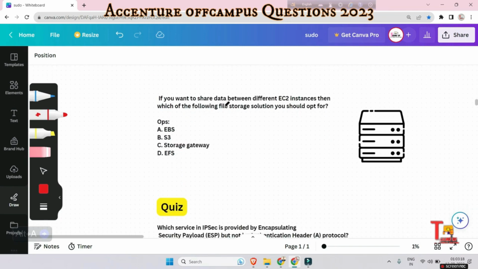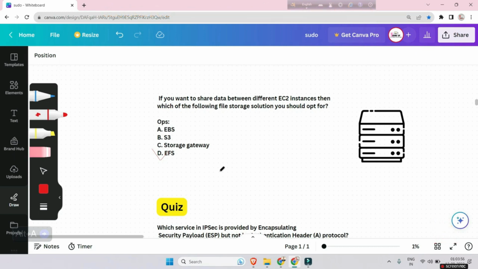If you want to share data between different EC2 instances, then which of the following file storage solutions should you opt for? EBS, S3, Storage Gateway, or EFS? EFS means Elastic File System, right? Actually, the answer will be Elastic File System, D. Amazon EFS is a scalable file storage service, right? That allows multiple EC2 instances to share files with a common data source, right?